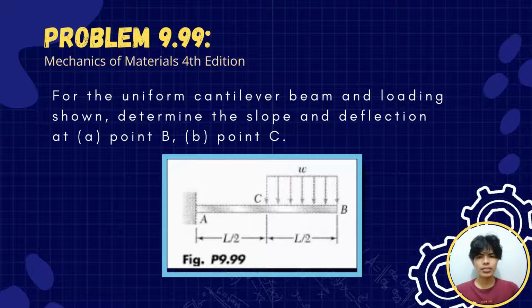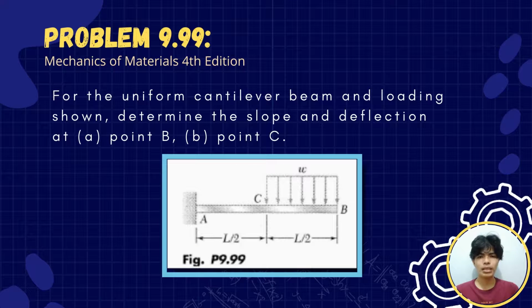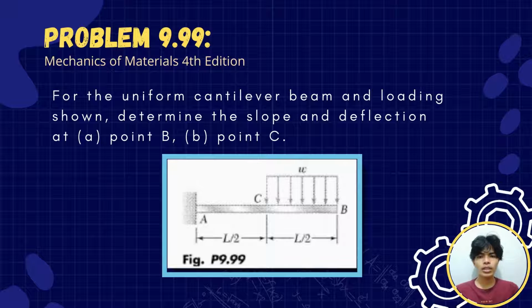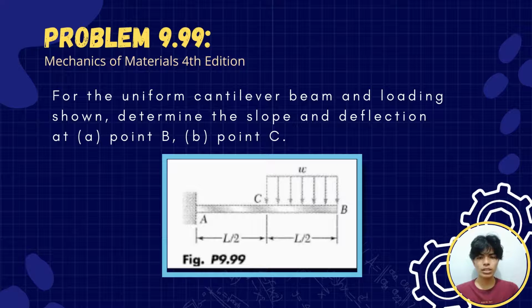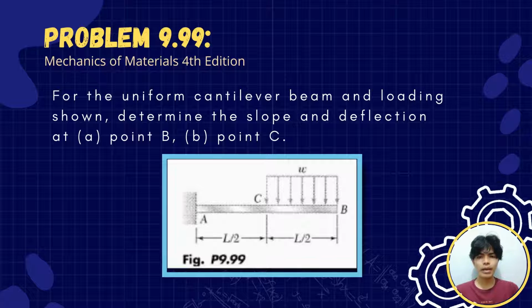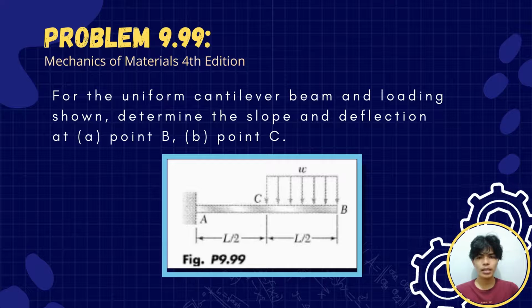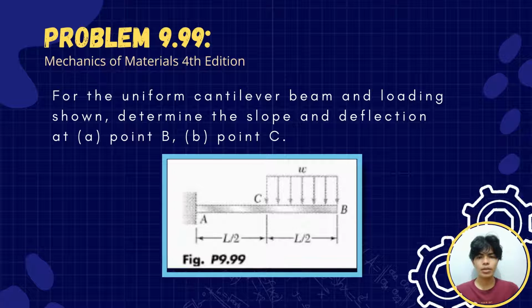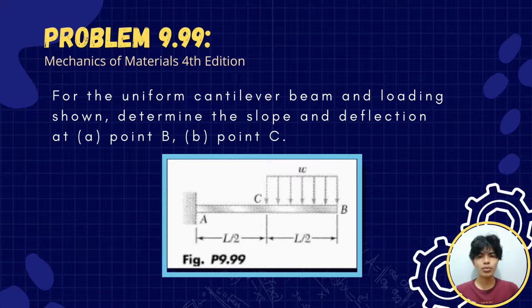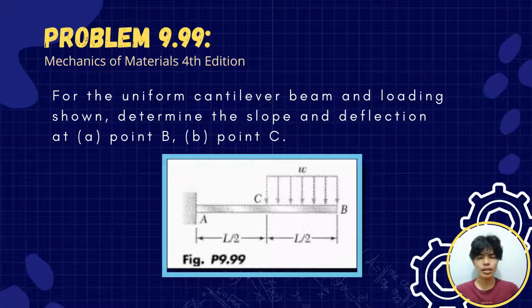From the book Mechanics of Materials 4th edition, we are asked with a problem 9.9 which states that for the uniform cantilever beam and loading shown, determine the slope and deflection at point B and point C. To solve this, the theorems will be utilized on solving the moment area problem.